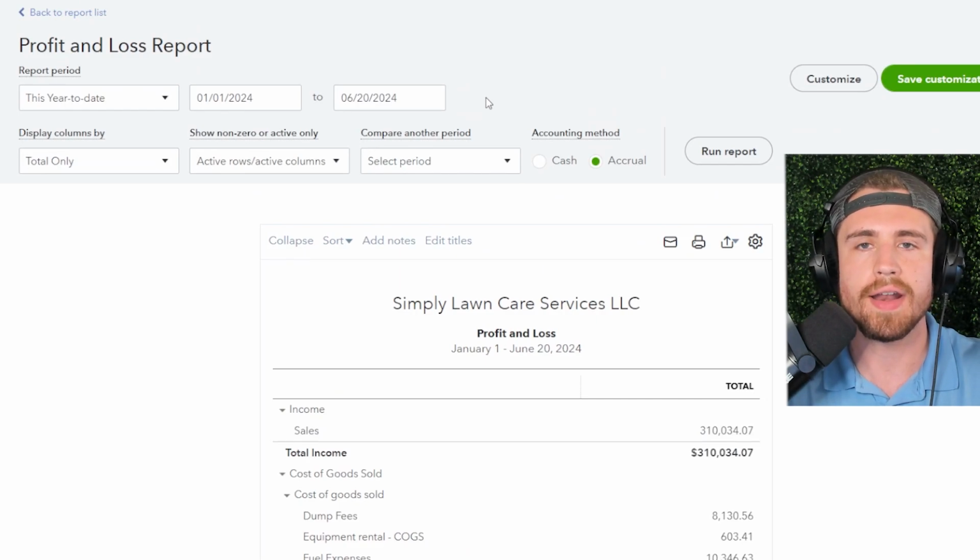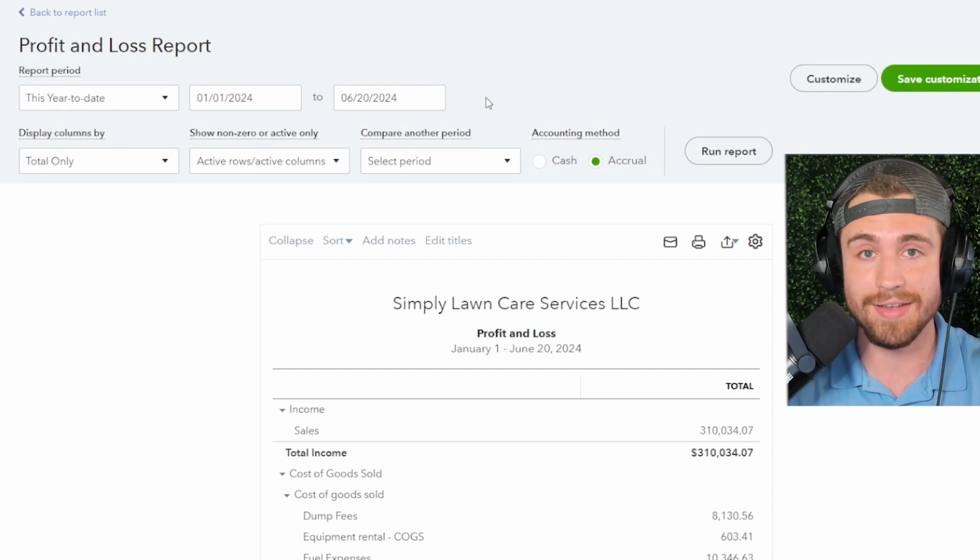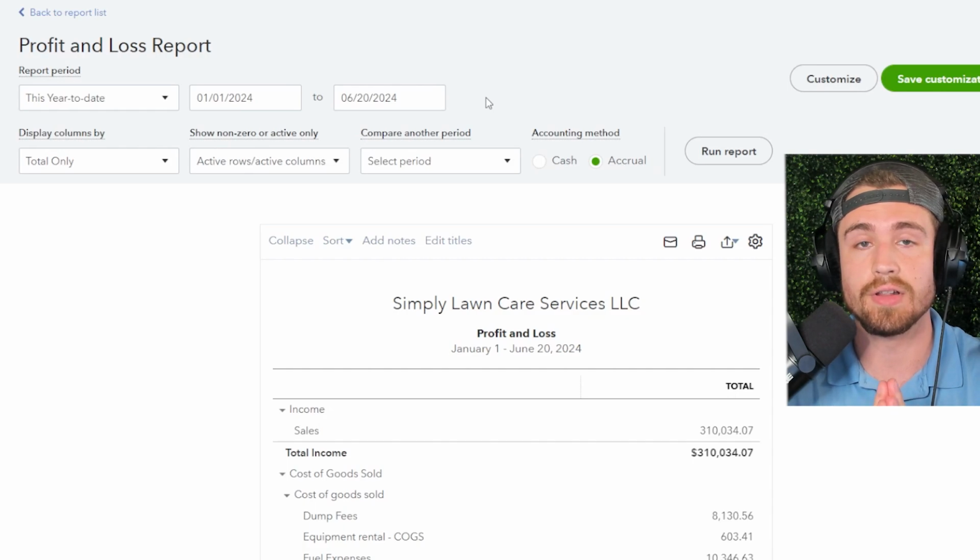Now, if you do not have a P&L, please, for the love of God, don't try to make it yourself. If you try to make it yourself, you will mess up. I know this from experience. I tried to make it myself and I messed it up bad. The IRS will not like you and your accountant will hate you even more.